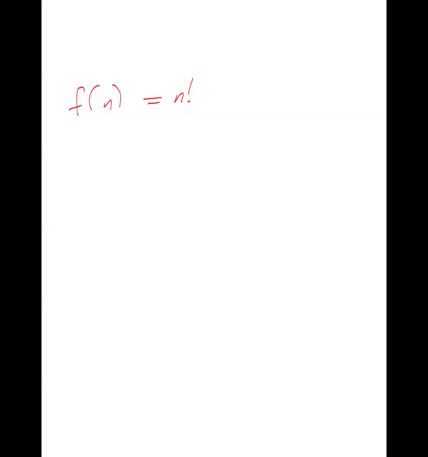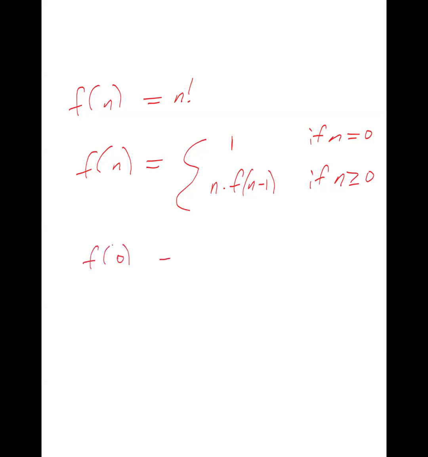So what's another way of saying that? F of n can be defined as f of 0 equals 1. So f of n equals 1 if n equals 0. Otherwise, it equals n times f of n minus 1 if n is greater than or equal to 0, like that. So that's one way of defining it. So if I use that definition, what would f of 0 be?